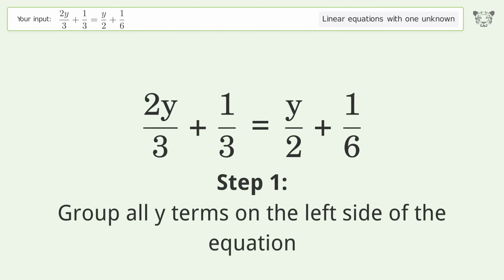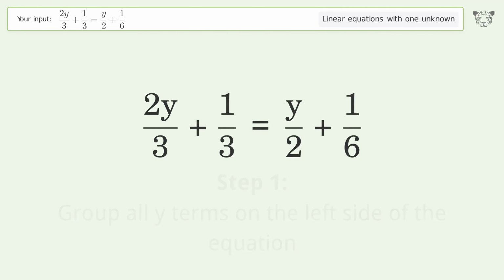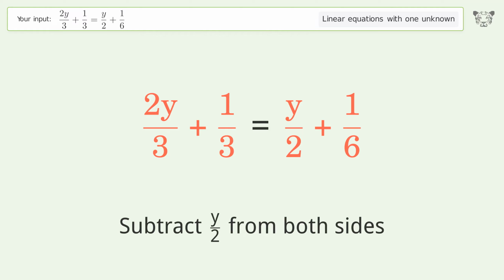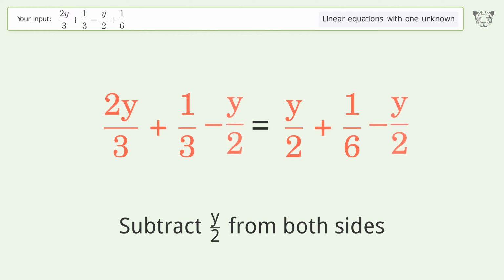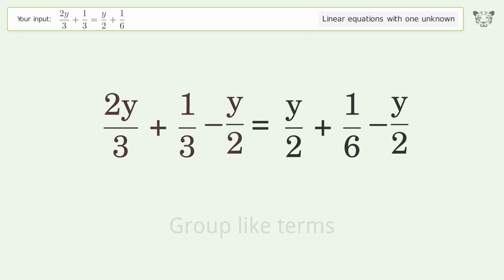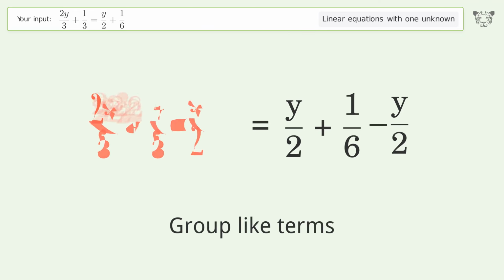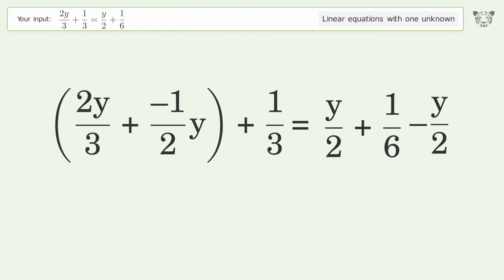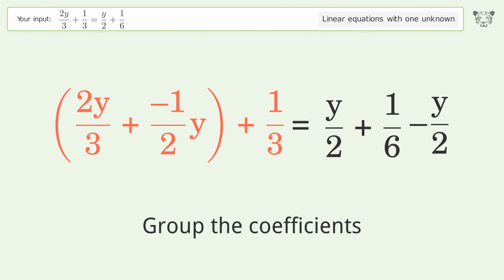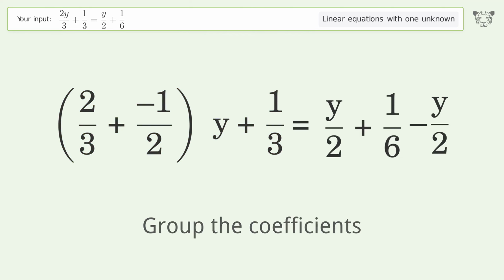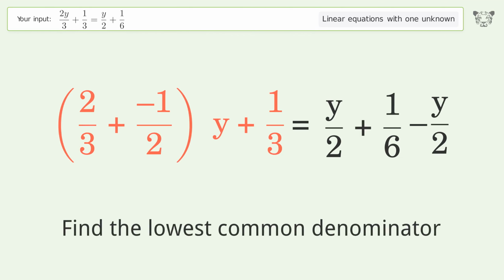Group all y terms on the left side of the equation. Subtract y over 2 from both sides. Group like terms. Group the coefficients. Find the lowest common denominator.